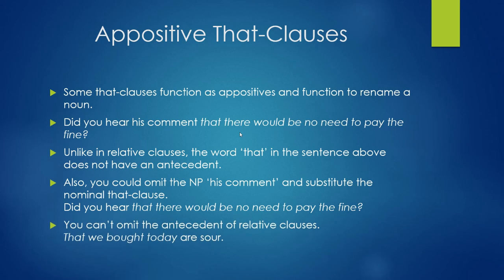Whereas the relative that we saw, you couldn't do that. You can't omit the antecedent of a relative clause. You can say the oranges that we bought today are sour. The oranges are sour. That we bought today are sour does not work. So relative clauses are attached to nouns. Nominal clauses are not. They are nouns or they substitute nouns.